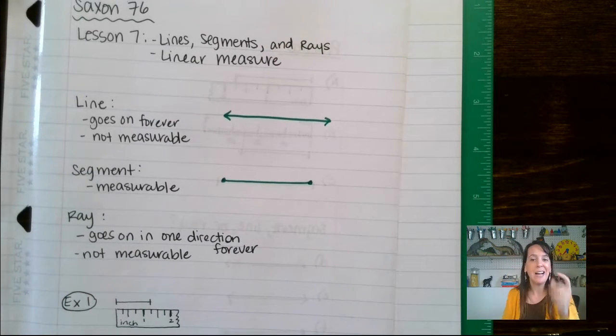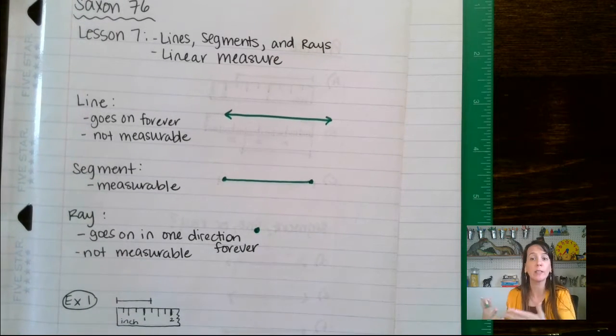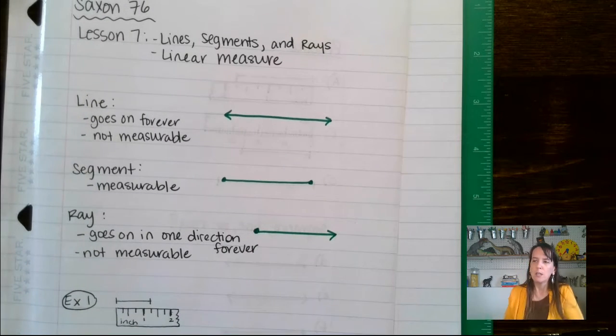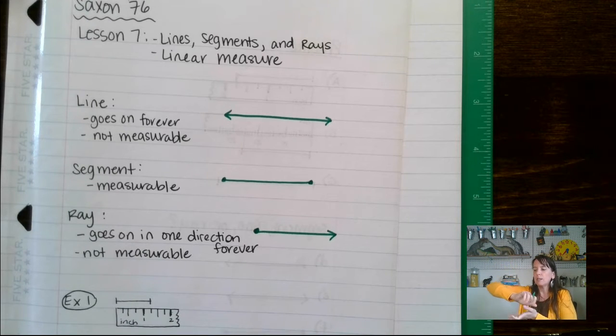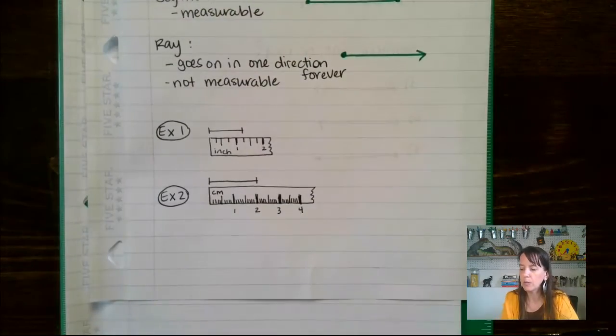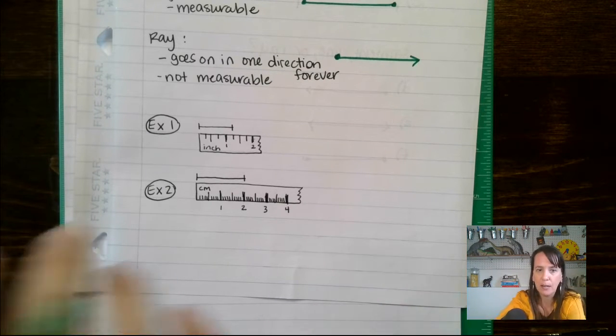A ray, not measurable because it starts at a stopping point. We can measure where it stops, or where it starts, I mean, but it goes on forever. So like if you were standing on Earth and you shot something into space, that's going to be a ray because it's got a part where it stops, but then it goes on forever. That is not measurable because it goes on forever. There's no way for us to do that. Okay, so the drawings in your book are much better than what I drew on paper, so if you have your book, make sure to pull those out.